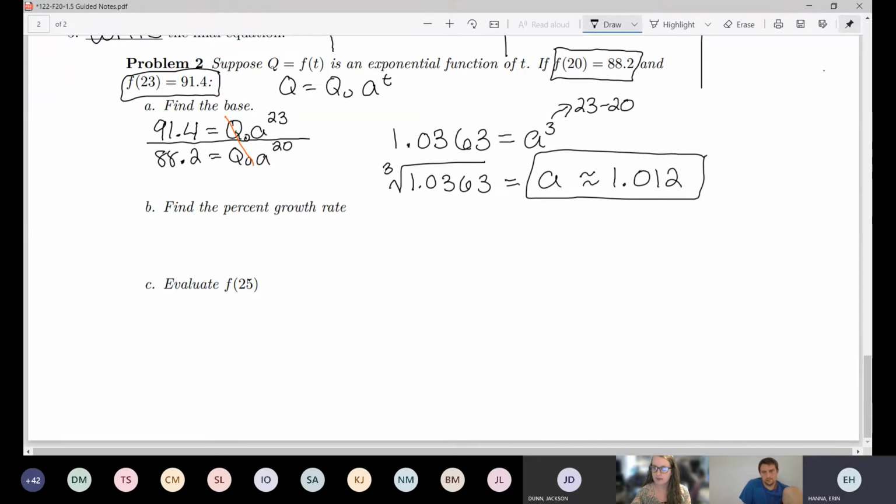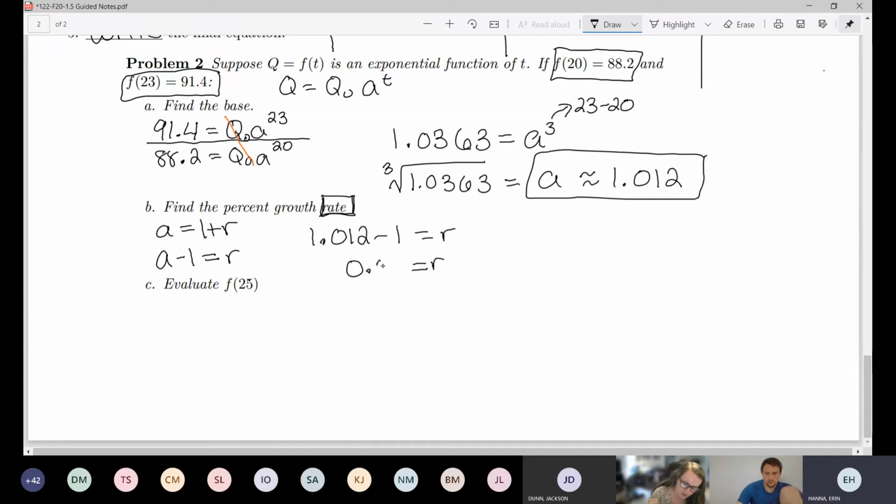And then part B. Find the percent growth rate. So again, that word rate is telling us that we want our R value. Since A is 1 plus R, if I subtract 1 from A, I can find R. I know what A is, I just found it. So if I subtract 1 from it, I will get my R value. So R is 0.012, or 1.2%.